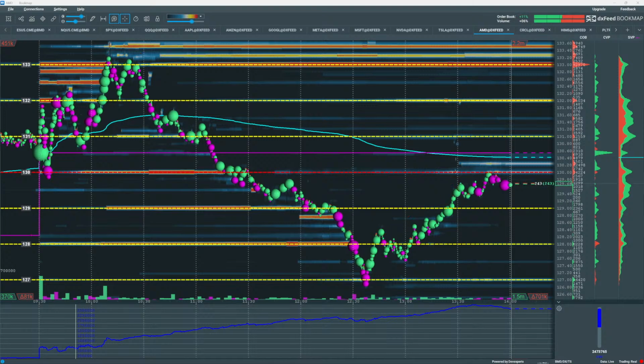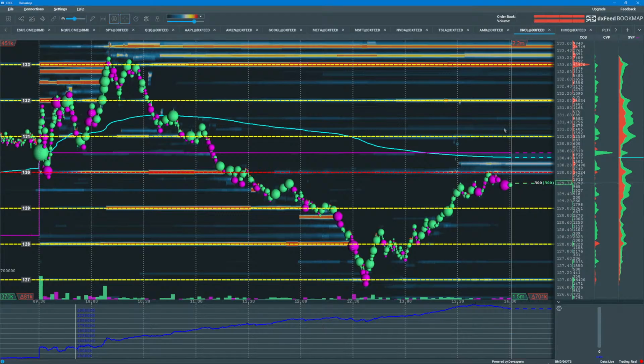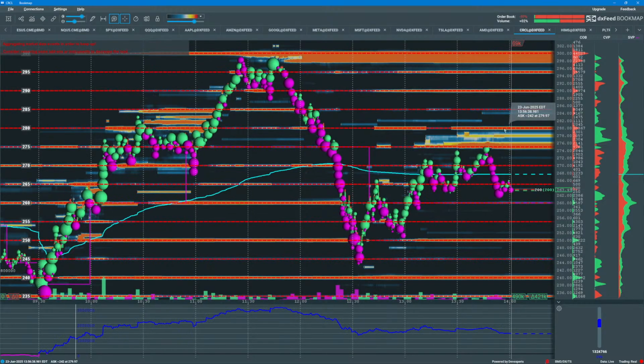All right, next stock I want to take a look at is Circle. And this stock has definitely been in play for today, and for several days. Sorry about the slow response. I've got a lot open here in Bookmap.